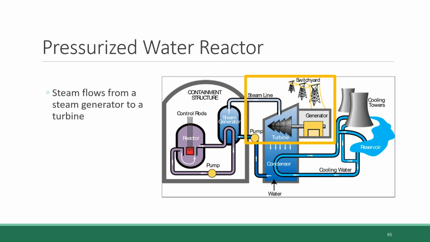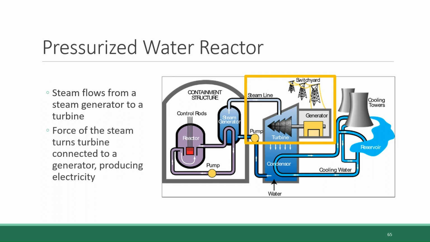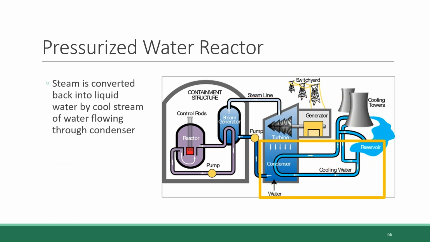The steam that is produced in the steam generator flows to a turbine and forces the turbine to spin, and the turbine is connected to a generator, so the spinning action is used to produce electricity, which is then sent out onto the grid. And then the steam that spun this turbine gets recycled. It's condensed back into liquid water by a stream of cool water from a surface water source, like a river, similar to a coal-fired power plant. And then the liquid water is returned to the steam generator to be vaporized again, while the cooling water is returned back to the surface water source.